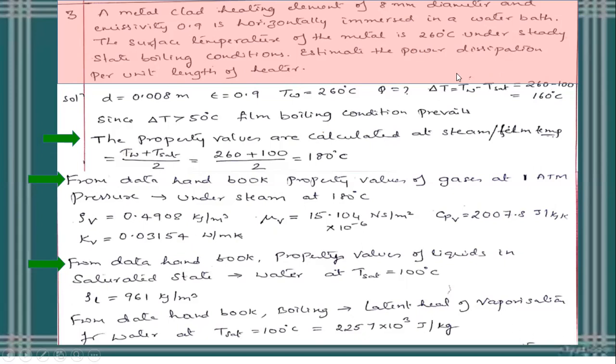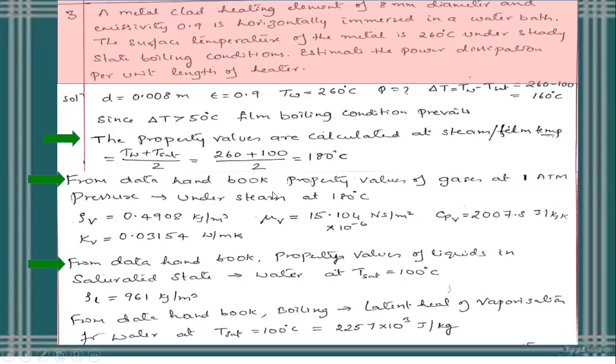So first thing you need to do is get the value of delta T. What is delta T? It is the surface wall temperature 260 minus 100 degrees centigrade, since water is boiling at atmospheric pressure. So you'll get 160. Since this is greater than 50 degrees centigrade, it comes under film boiling condition. So go to the properties for calculating film boiling conditions. You need to take the average properties, that is T wall plus T saturated divided by 2, which gives 180 degrees centigrade.